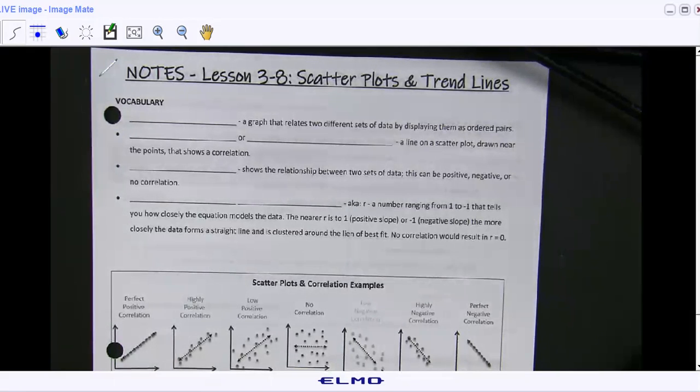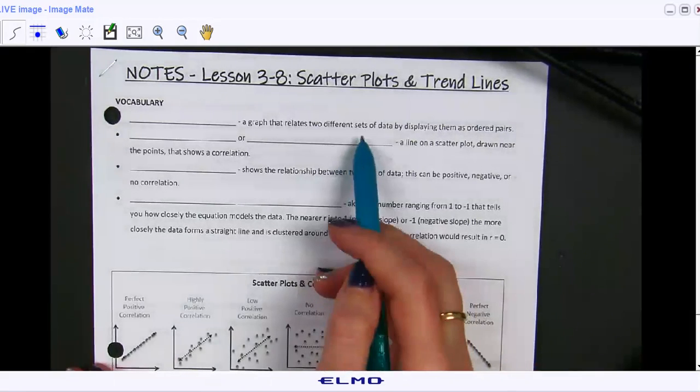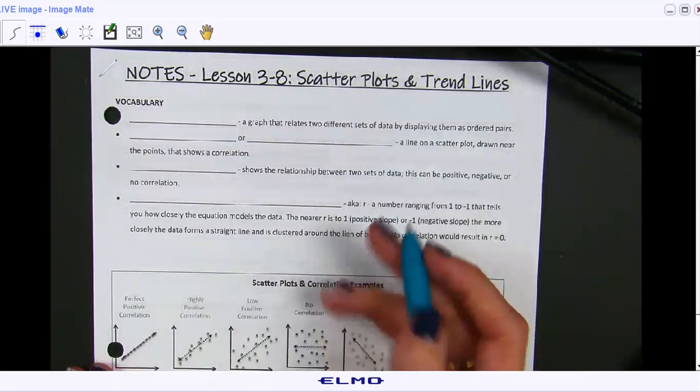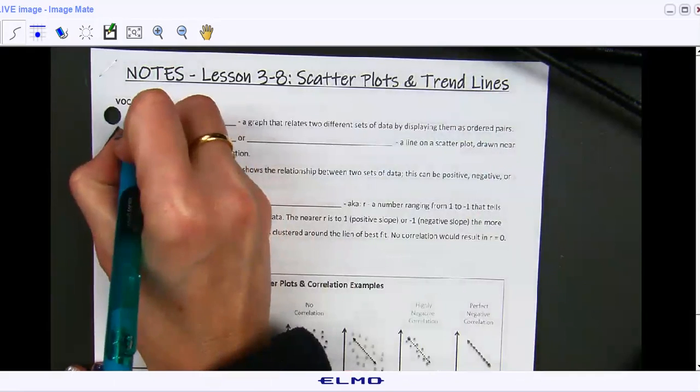Okay. So a graph that relates two different sets of data by displaying them as ordered pairs. This is just another type of graph, and it's called a scatter plot.